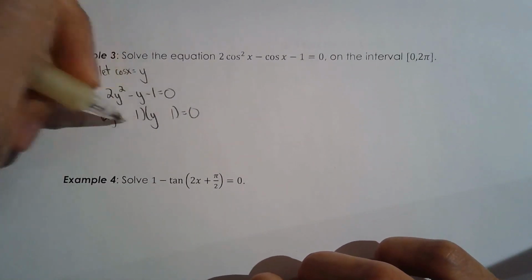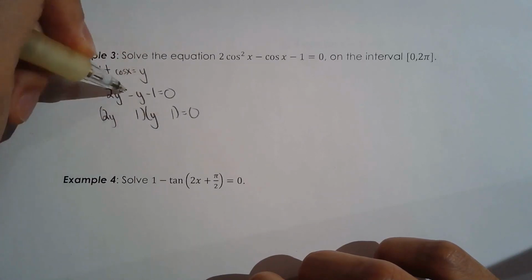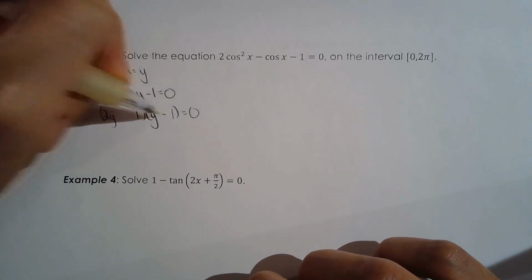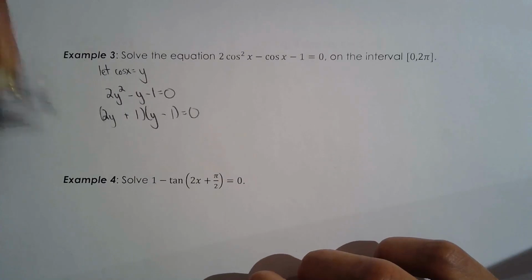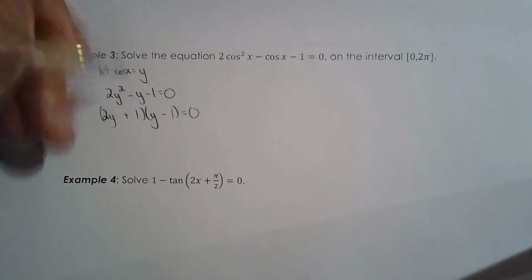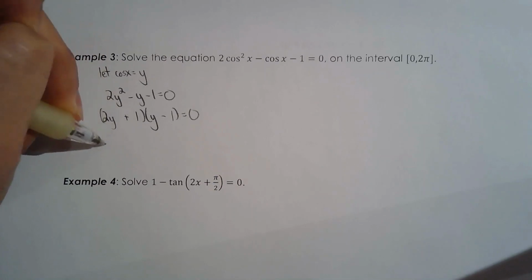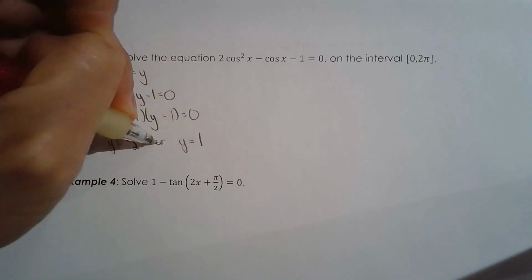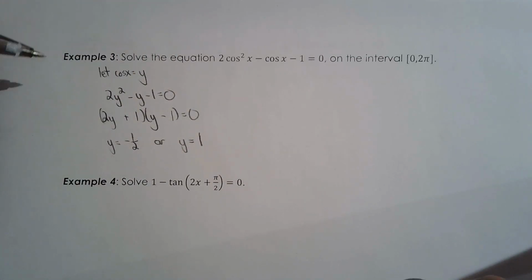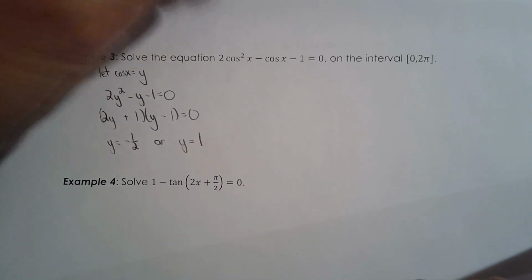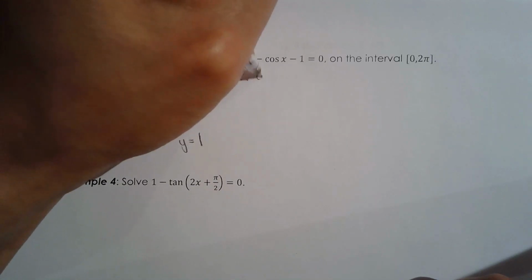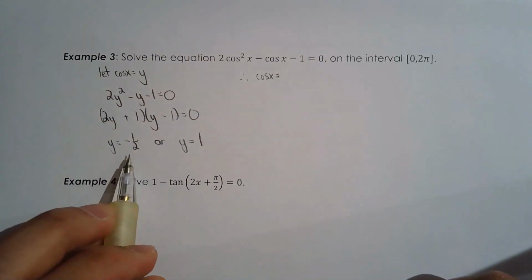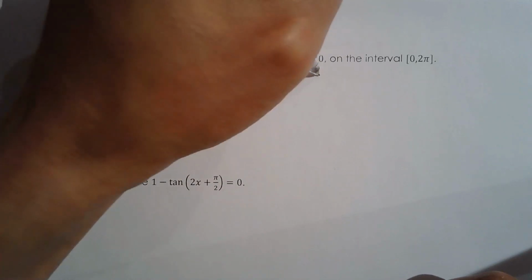So you want to make negative 1. So I put 1 and 1, and I want to make a negative y. So negative 2y plus 1y. Hopefully you didn't forget all your factoring techniques. So y is equal to negative 1/2, or y equals 1. Do I care what y is? No, we created y. We want to solve for x. Therefore, since y is negative 1/2, then cos x equals negative 1/2, or cos x equals 1.